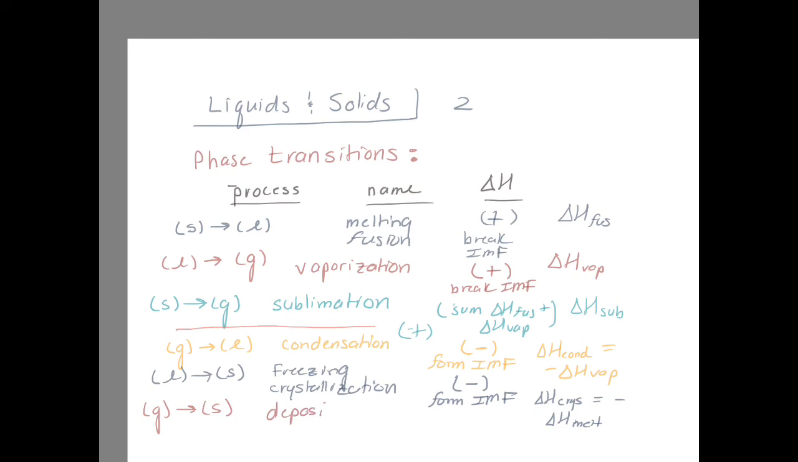We can go directly from a gas to a solid. That is deposition, and that is the sum of the two previous processes in which the overall magnitude of the delta H is the sum of the previous two, but opposite in sign. So that is a quick summary of all the possible phase transitions and the affiliated symbols and energy relationships.